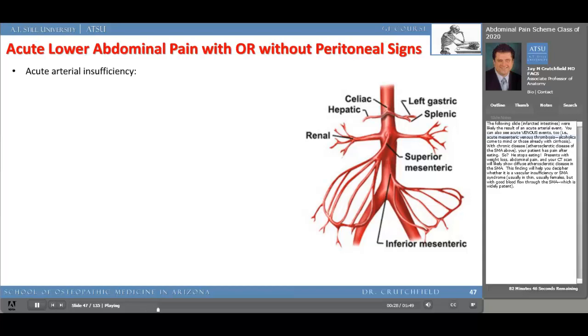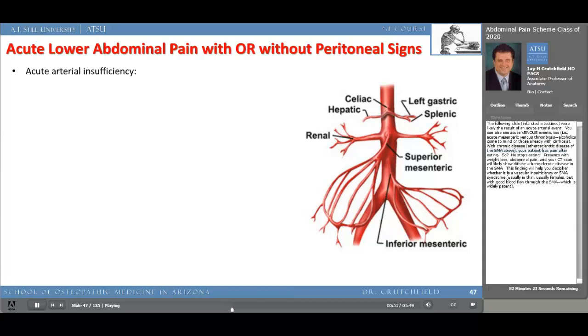A patient presents with acute abdominal pain with or without peritoneal signs. If it's an acute arterial insufficiency, that can result from atherosclerosis, an embolus from, say, atrial fibrillation, or even a sickle cell crisis. These patients can all present with severe abdominal pain, but have no evidence of peritoneal signs.